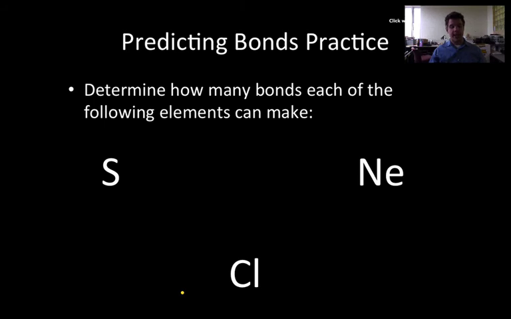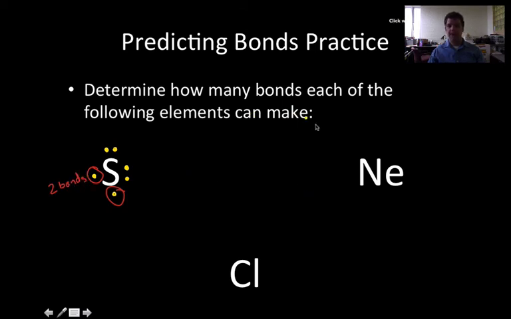So I have sulfur. Sulfur is in the 6th column, so he's going to have 6 valence electrons. We start at the top again: 1, 2, 3, 4, 5, 6. If I want to figure out how many bonds he's going to make, I have to look for the unpaired electrons. Well, here's one and here's one. So sulfur can make 2 bonds.